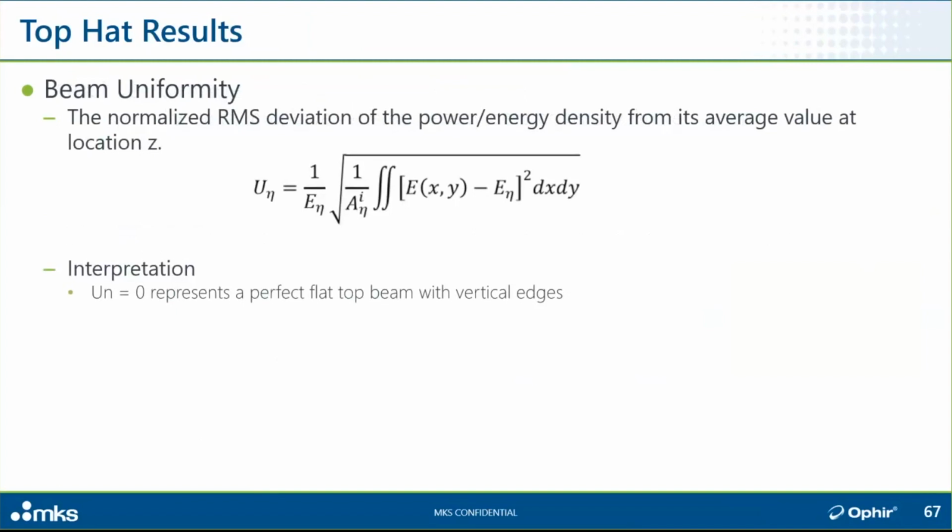We have flatness factor that we've covered first. Beam uniformity interprets the top of the top hat as the normalized RMS deviation of the power energy density compared to its average value. And if it's a perfect flat top beam, the result would be equal to 0. That would be a perfect flat top with perfectly vertical edges, and then it moves away from 0 as that degrades.